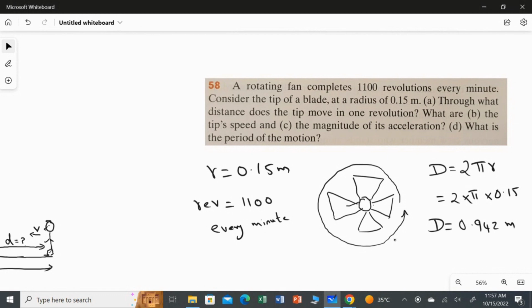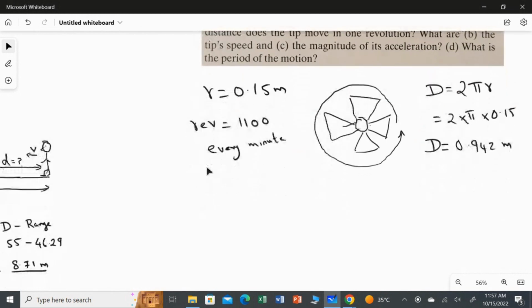In the second part, we are going to find what is the tip speed. So what is the tip speed? So we have to use the relation of the linear speed with the angular speed, v, which is equal to r omega. But here the omega information is not given, so better we can just go for the time. So in this question they mention every minute the revolution is 1100. Am I right? So what's the time?